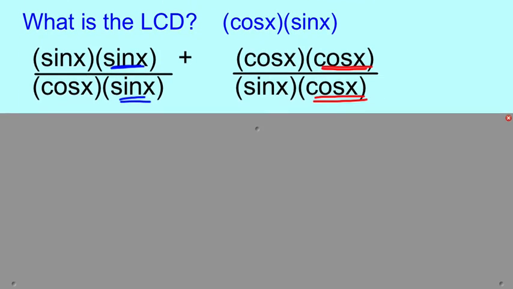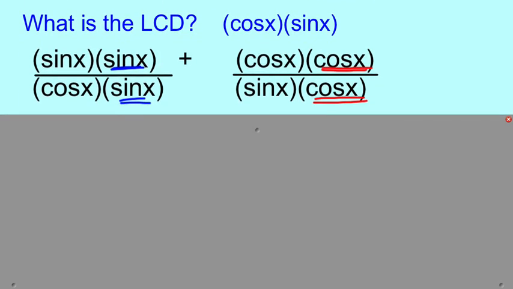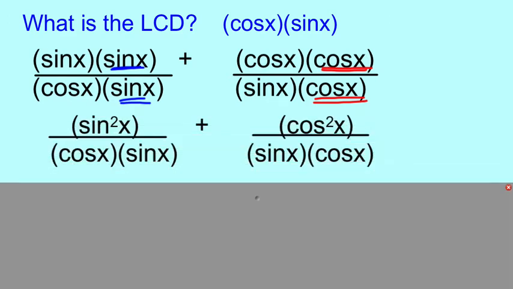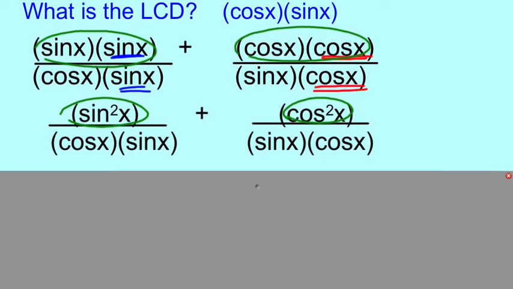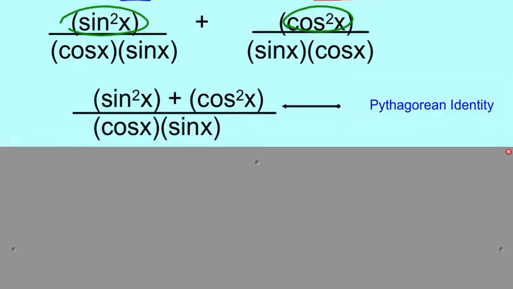So now are these two fractions alike? Do they have the same exact denominator? Do they have a sine of x and a cosine of x? Yes. So now we can combine them into one fraction and clean up the numerators. Those are our next two steps. So cosine of x times cosine of x is cosine squared of x. And sine of x times sine of x is sine squared of x. And then we combine those together, and we get one fraction.